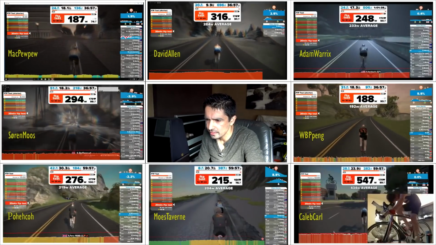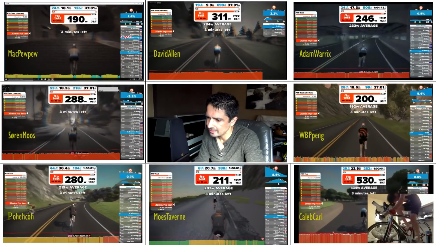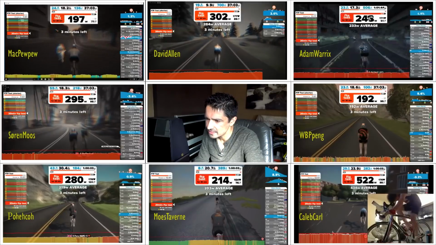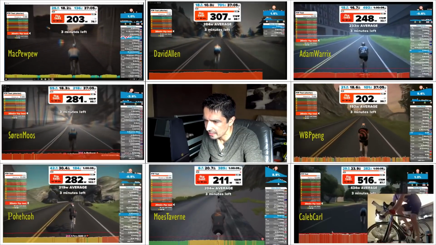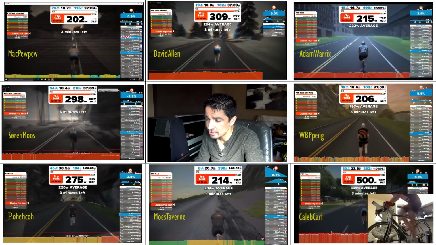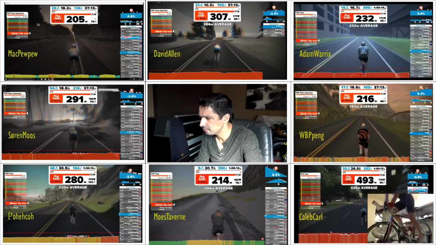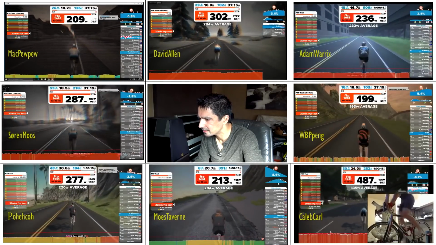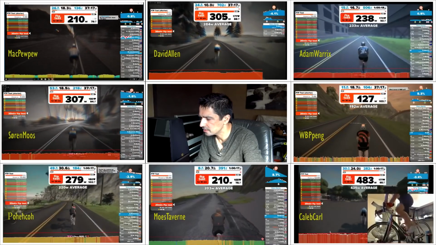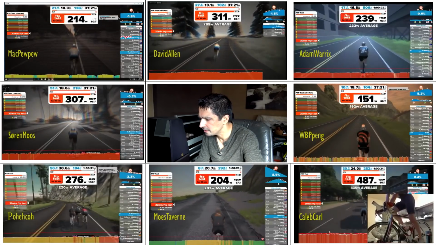If we look at Peko though, he's really picked it up, and I would say, I'm not sure. Probably a negative split strategy. He probably has gone out a little bit too easy. His average is 219. He's gone up to 272. That is a major increase, to be honest. Mo's Tavern hasn't really picked it up. 3 minutes left. He's just a few percentage points above his average. Pace line's pretty even, to be honest.